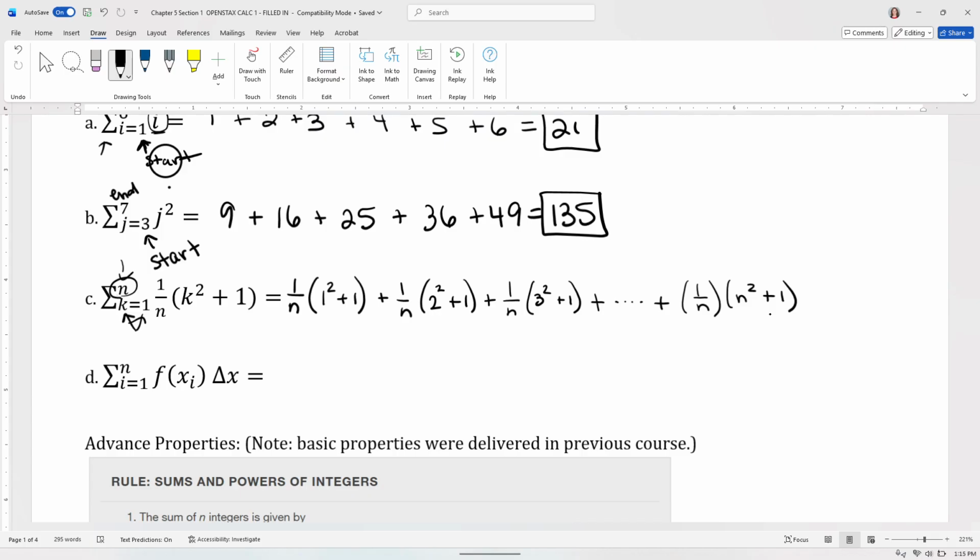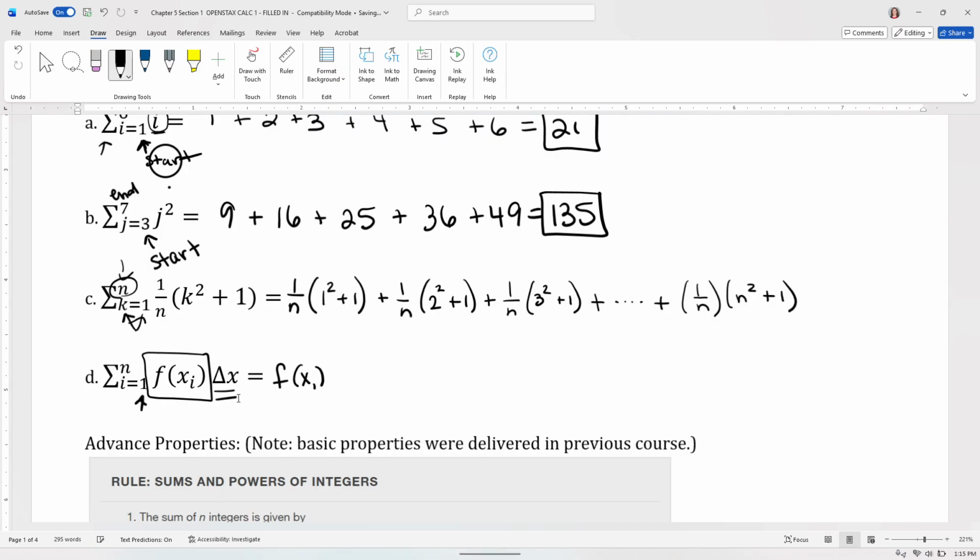Now the next one, they have told us basically, hey, it's a function, but you don't get to know which one it is. So maybe it's K squared plus 1. Maybe it's I squared. Maybe it's, we don't know. So here's what we do know. We start at 1 in the I spot. So it's your function evaluated at your first x.